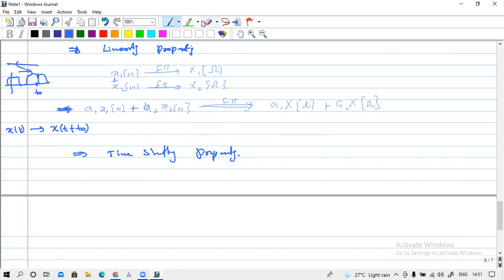Can you remember? We have done some time manipulating things. The time shifting property says that if we have x[n] and the Fourier transform of x[n] is capital X of omega, then we have a time shifted signal like this, where the time is shifted by k.